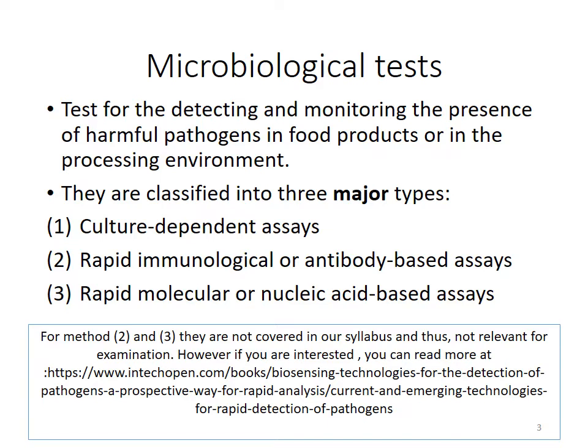They are classified into three major types: the culture dependent assay, or the culture method; the second one is the rapid immunological or antibody based assay; and the third one is the nucleic acid based assay. Methods number 2 and number 3 are not covered in your syllabus, so they are not relevant for your examination. We will cover only the culture method, the culture dependent assay.